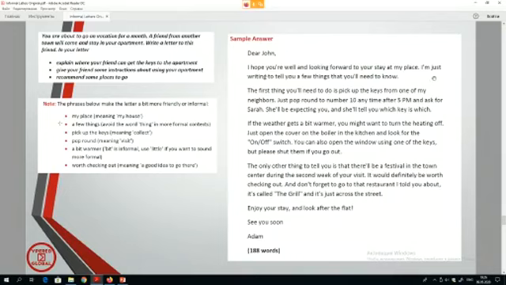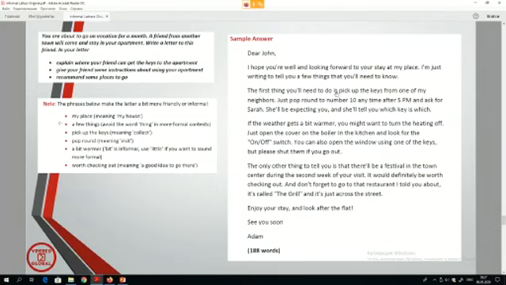Then you may write, I'm just writing to tell you a few things that you'll need to know. A few things. That's when you don't want to be specific. It's called vague language, and it's highly used in informal letters. Such phrases are used in writing informal letters. A few things, I'll tell you something.